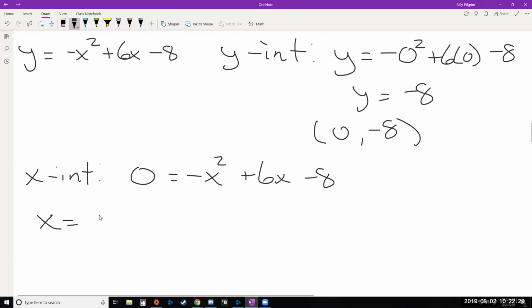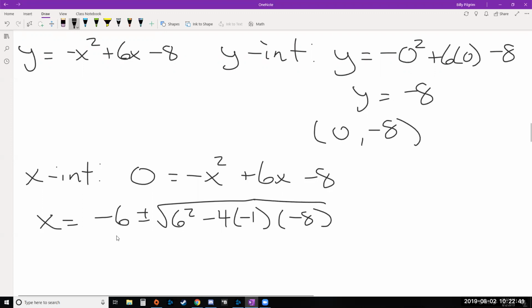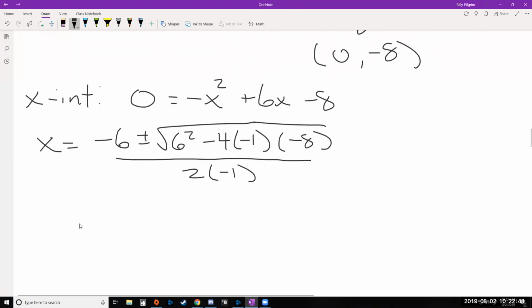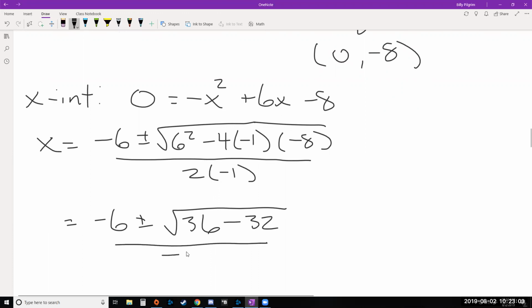So x equals negative b, that's negative 6, plus or minus the square root of b squared, which is 6 squared, minus 4 times a, which is negative 1, times c, which is negative 8, all divided by 2 times a, which is negative 1. Okay, and simplify. So we have negative 6 plus or minus the square root of 6 squared, which is 36. This is a negative times a negative times a negative, so it's going to stay negative. And we have 4 times 8, which is 32, all over 2 times negative 1, which is negative 2.